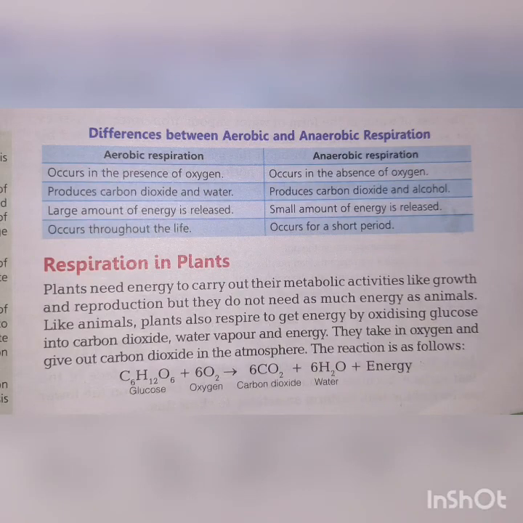Good morning, dear class. Today we are going to start the differences between aerobic and anaerobic respiration. Yesterday you read that the respiration that takes place in the presence of oxygen is known as aerobic respiration, and the respiration that takes place in the absence of oxygen is known as anaerobic respiration. So let's see what this tabular form of differences says.